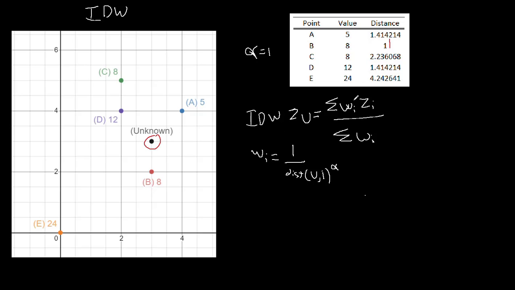So let's calculate Wi for point A. So Wi for point A, we'll call this Wa, is going to be 1 over the distance between U and I. U in this case is the unknown point, and I in this case is A. So this distance here is the distance between the unknown point and A. So this is going to be 1 over 1.414..., and if you do the math on that, you get a value of approximately 0.707, right? So we could put 0.707 there.